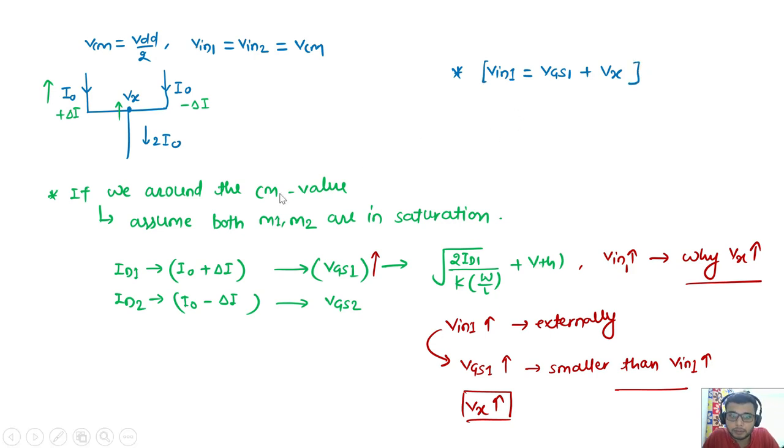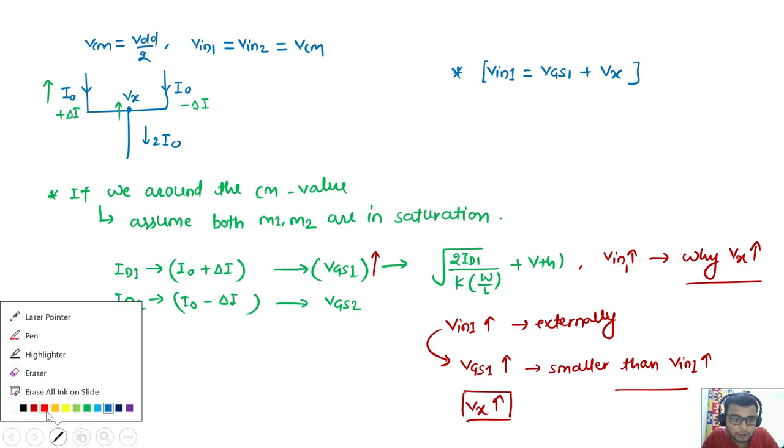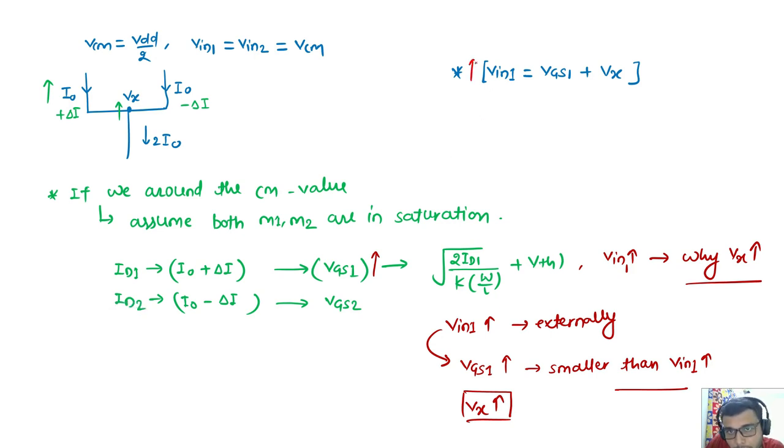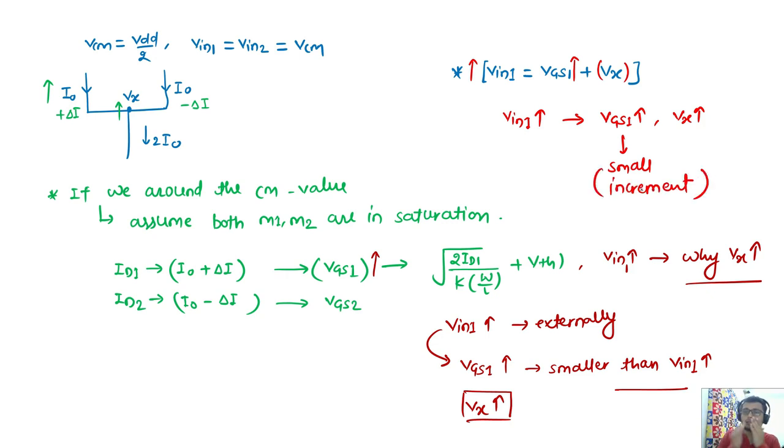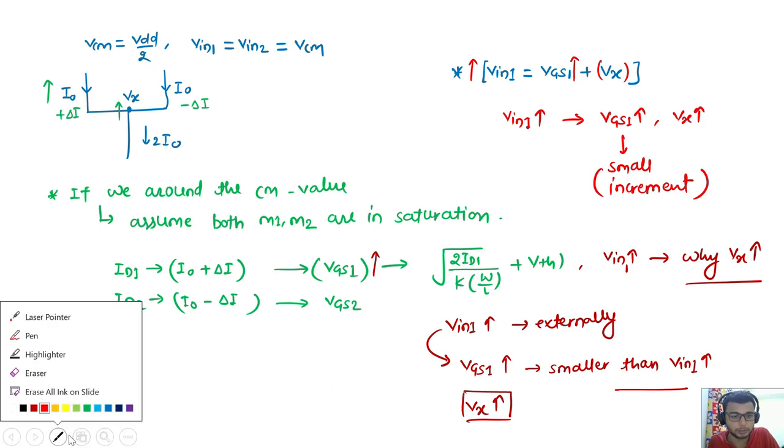So if I am saying that my V in 1 is increasing, VGS1 is increasing, and it should be constant. But the point is not like that. If we are increasing V in 1, Vx is also increasing. So what we are seeing is that it is a small increment, because the dependence of this voltage on current is some proportionality to the root of the current, not exact. So this increment is less.